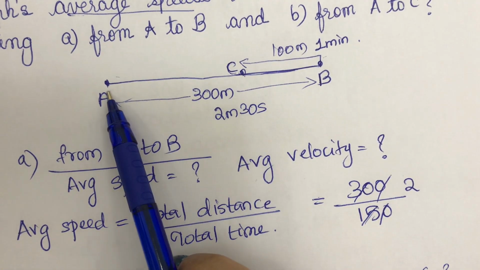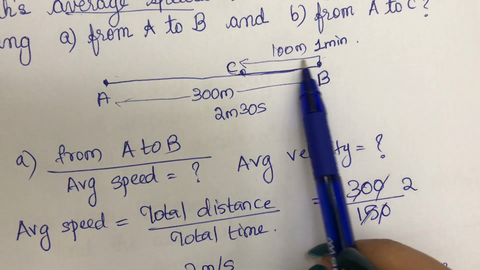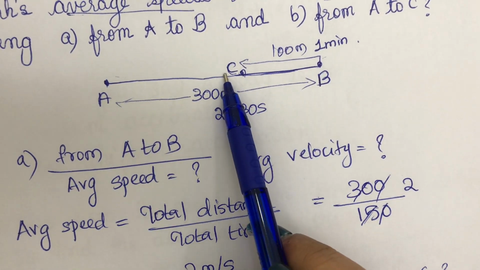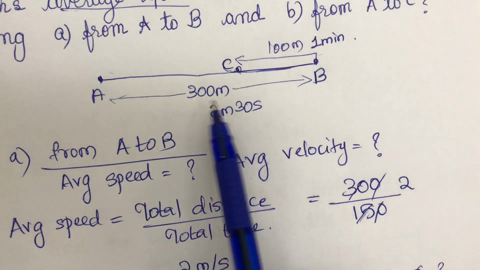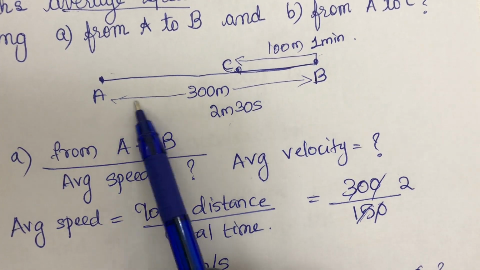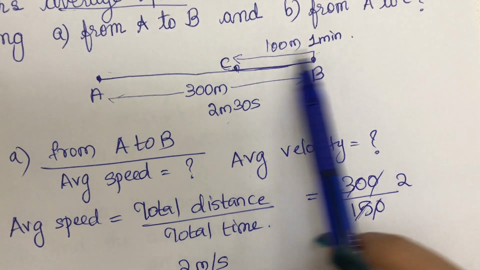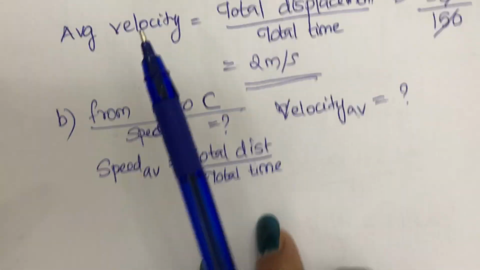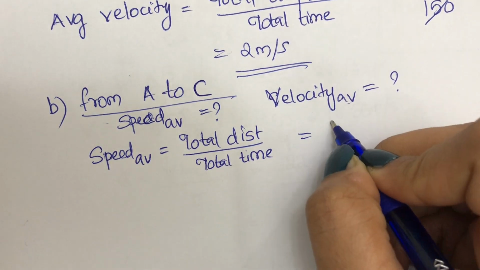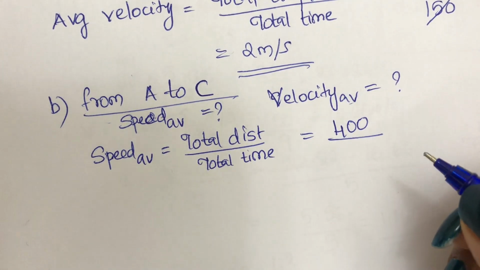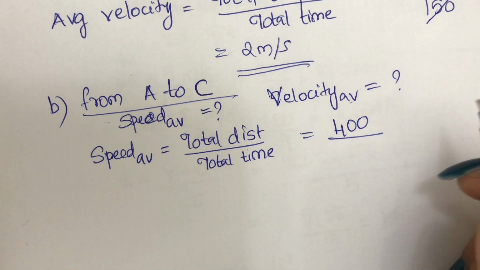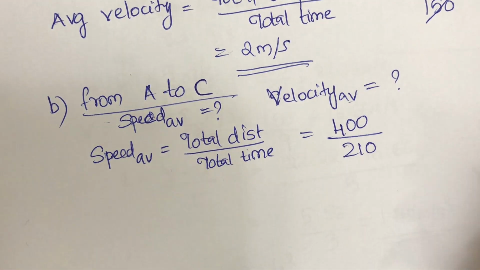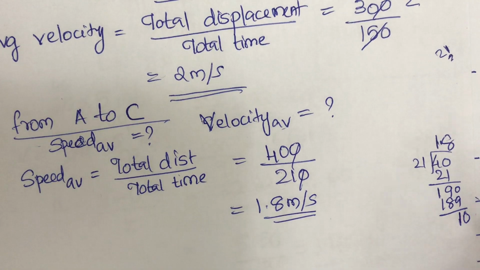From A to C, how much is the total distance? He traveled from A to B and then he returned back from B to C. So distance will be 300 plus 100, right? And time will be 2 minutes 30 seconds from A to B plus 1 minute from B to C, so 3 minutes 30 seconds. So distance is 300 plus 100, which is 400, divided by total time of 3 minutes 30 seconds. So 60 plus 60 plus 60 is 180, plus 30, that is 210. Okay, which will be 1.8 meter per second.